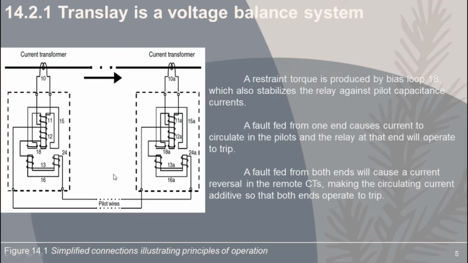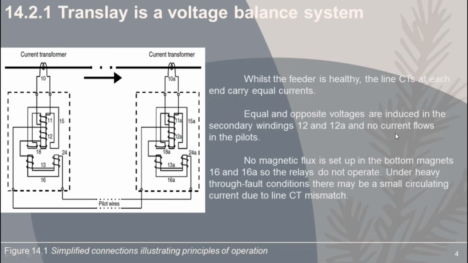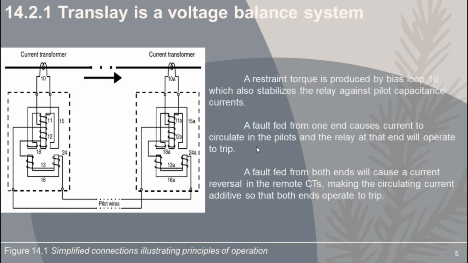A fault fed from one end causes current to circulate in the pilots, and the relay at that end will operate to trip. A fault fed from both ends will cause a current reversal in the remote CTs, making the circulating current additive so that both ends operate and trip. So, as you can recall, no current flows in the pilots, but due to a fault from one end or both, a current will flow or circulate in the pilots, causing the relay to operate and trip.